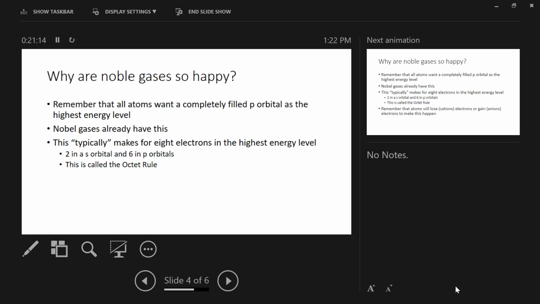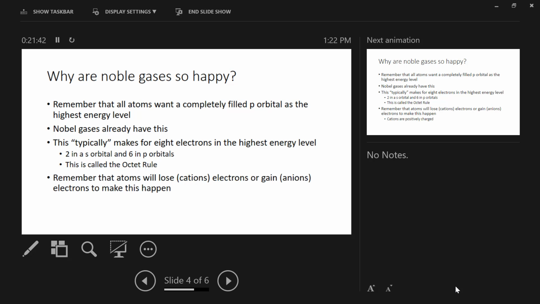Does that make sense? Even though helium doesn't have any p orbitals, so it does not have a fully filled p subshell as its highest energy level, it has something equivalent. And so that's the duet rule. That's the one major exception. But I want you to think octet rule, and when you hear that, I want you to think every atom wants 8 electrons in its highest energy level. And for that to happen, it's got to have a fully filled p subshell.